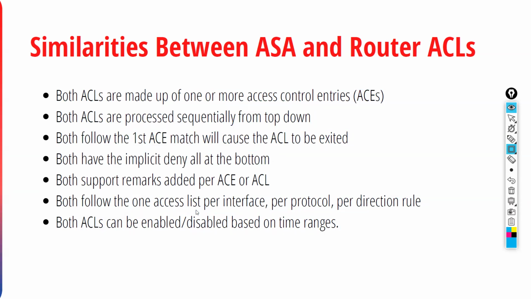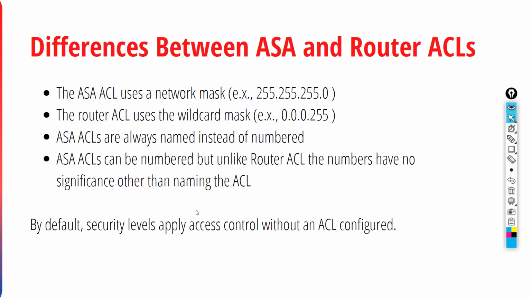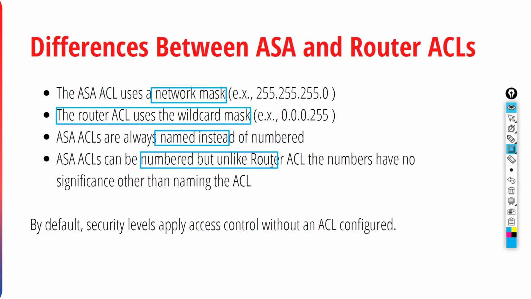Now, if we talk about the difference, what is the major thing? Your router ACLs use a wildcard mask, correct? Your router ACLs will use a wildcard mask, but ASA uses what? Subnet mask. Then ASA has named ACLs only, while a router can have both numbered and named. Both types of ACL the router can have.